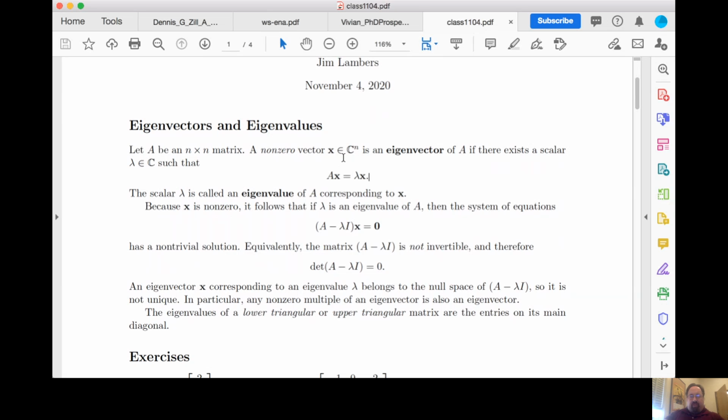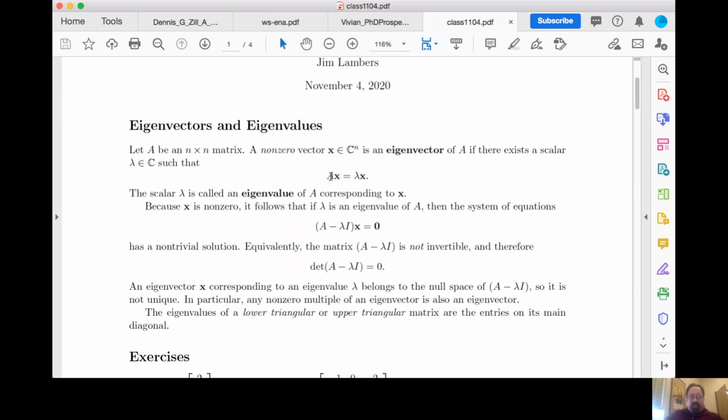Now, notice I've indicated that x can be a complex vector and lambda can be a complex number. So even if a matrix A has entries that are all real numbers, it is possible that lambda and x may be complex.